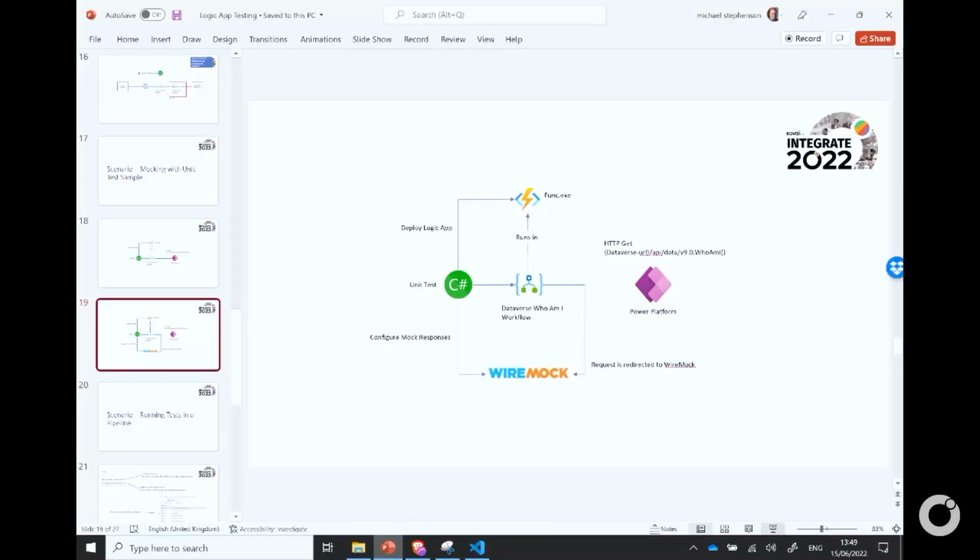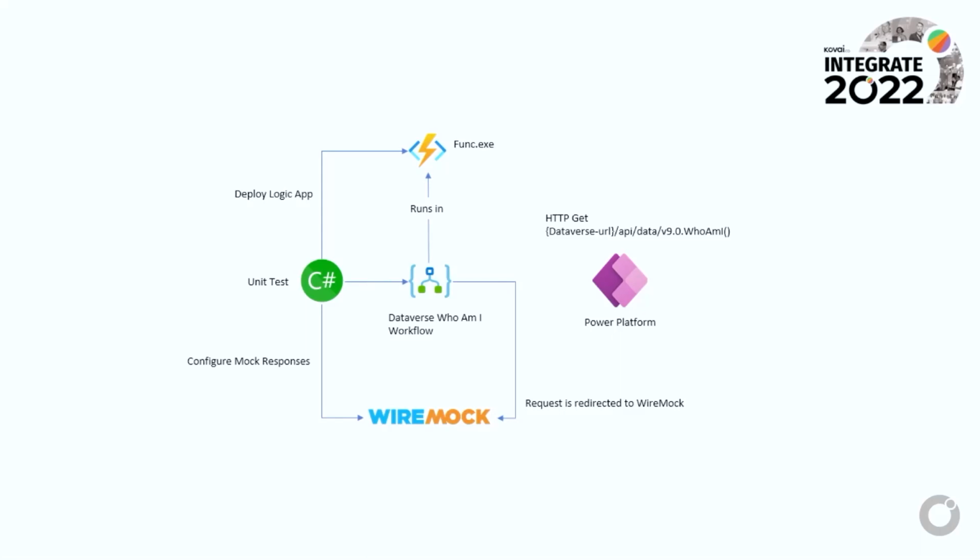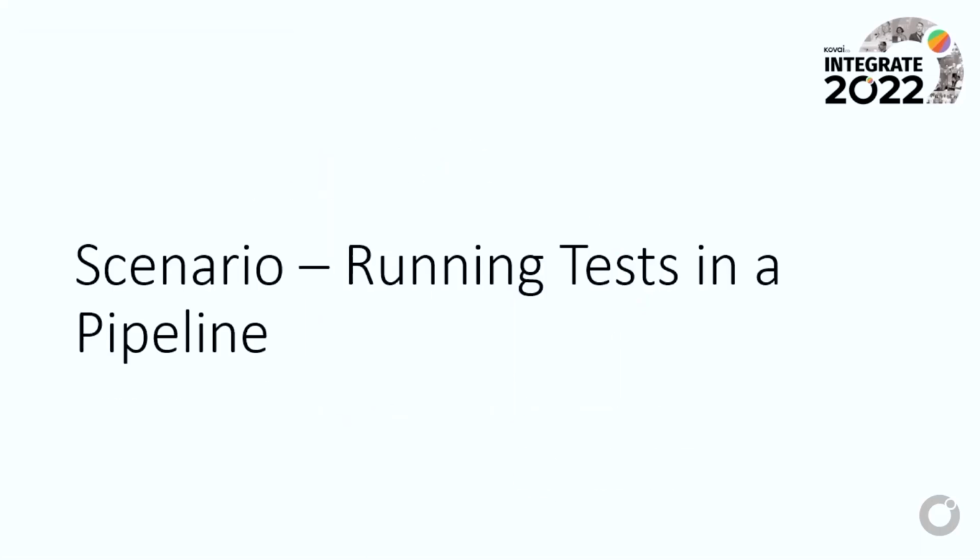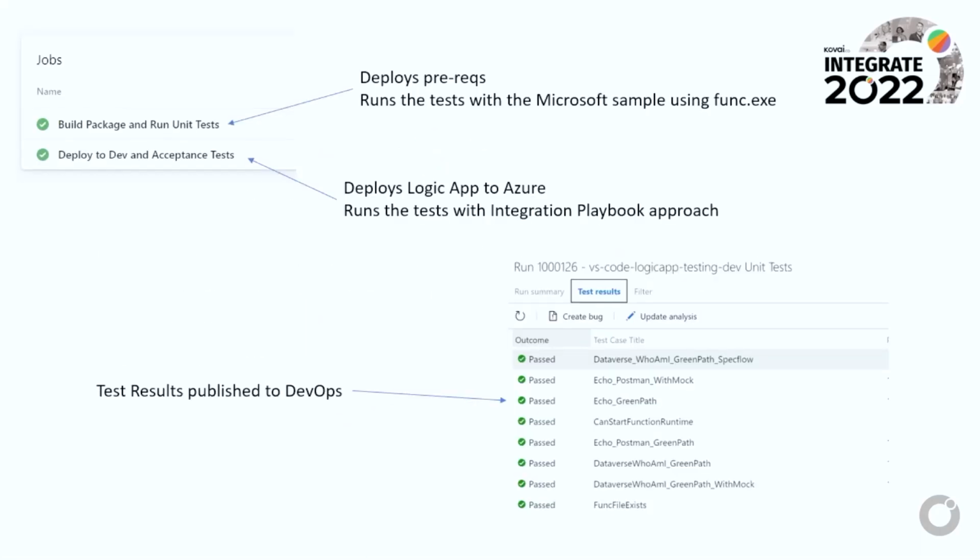Okay, so next up, we've got pipelines. We've had quite a few DevOps sessions this week. I need to be able to run my tests in a pipeline, so it's really important if we're going to do this rich CI/CD experience. In the solution sample pipeline, I run the two types of tests. You'll see in the top corner, build, package, and run unit tests versus deploy to dev and run acceptance tests. They're the two different flavors.